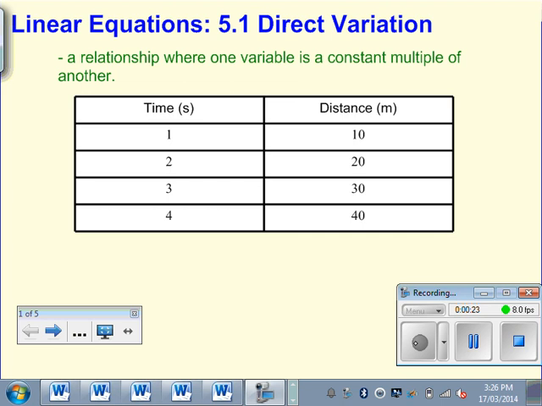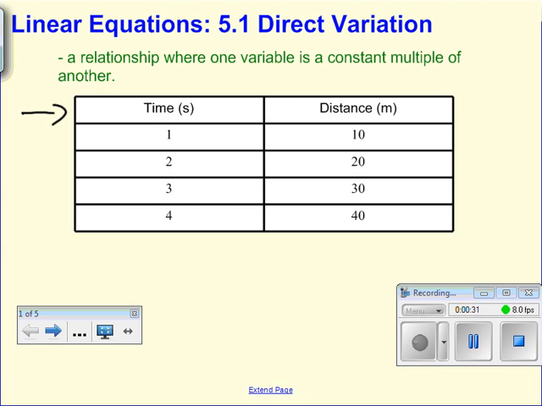And it is the relationship where one variable is a constant multiple of another. Let's take, for example, this table here. We have time and we have distance. And you can see that as my time increases by 1, going from 1 to 2 to 3 to 4, at the same time, the distance also increases, but in this case, from 10 to 20 to 30 to 40. So there's a constant multiple of 10 between my time and my distance. So this is a direct variation.